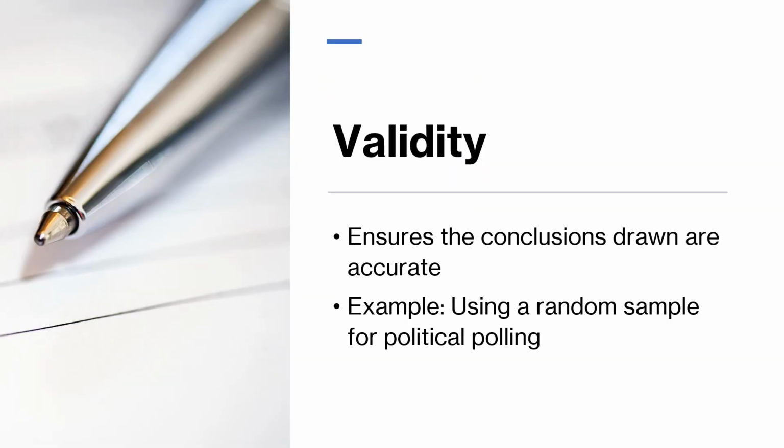By using a representative sample, it increases the validity of our statistical conclusions. It ensures that the conclusions are accurate and that they represent the population that we're talking about. One example of a valid measure would be using a random sample for political polling. We're going to talk more about how we get those representative samples. But for now, what we need to recognize is that it is important to understand whether the group that they used as a sample actually represents the larger group.